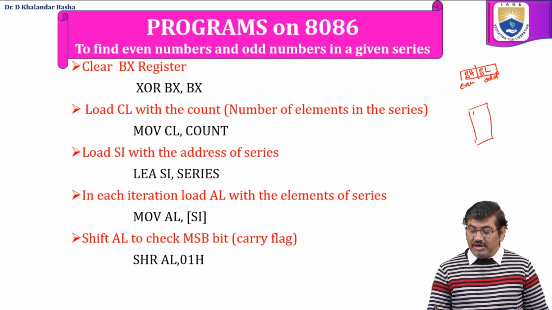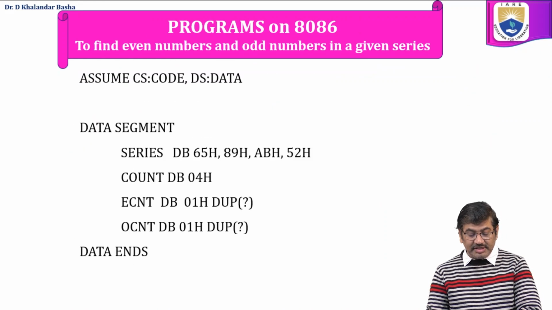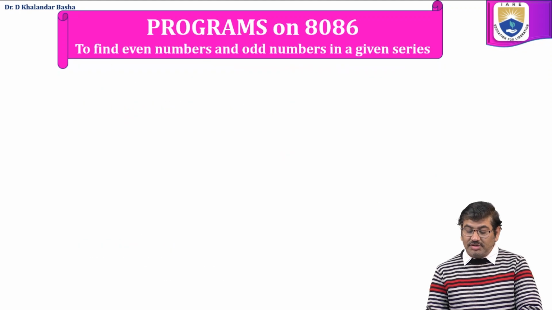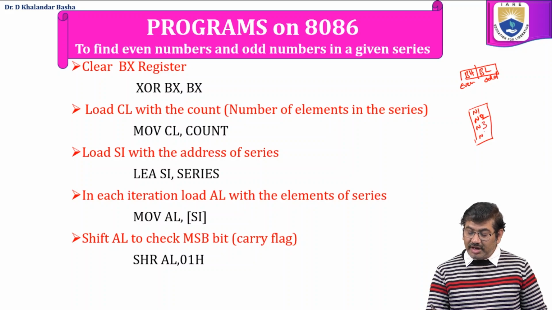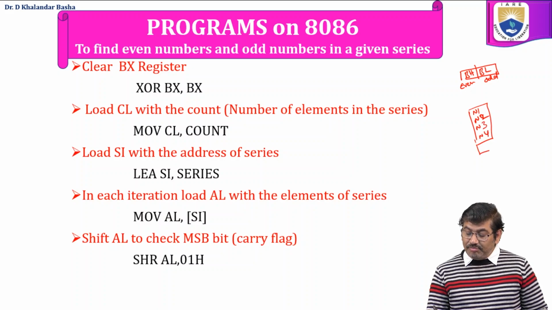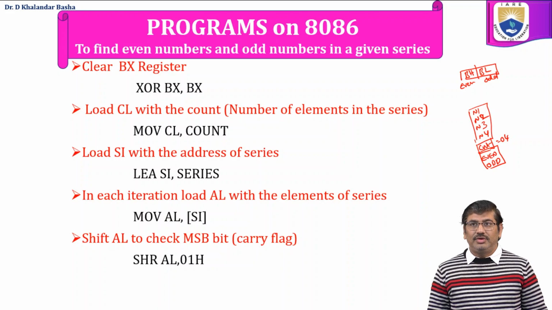So let us consider I have 4 numbers N1, N2. In the example we are going to take, the series consists of 4 numbers. So in the data segment we have N1, N2, N3, N4. This is the given series. Beneath this, we have count, where count is equal to 04. Then we are going to reserve memory for even numbers and odd numbers. This is the data segment which we are using for this particular program.